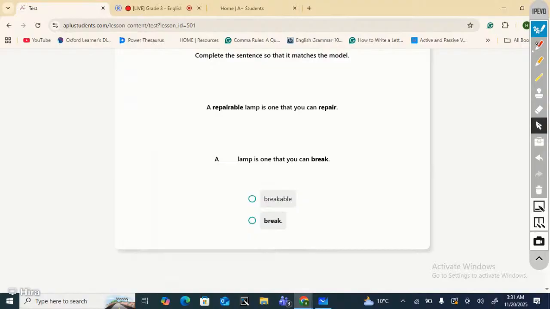Now let's complete another sentence that matches this model. A repairable lamp is one that you can repair. A repairable lamp, that is the one that you can repair. A blank lamp is one that you can break. Now look for that word which matches this model sentence. Is it breakable or break?